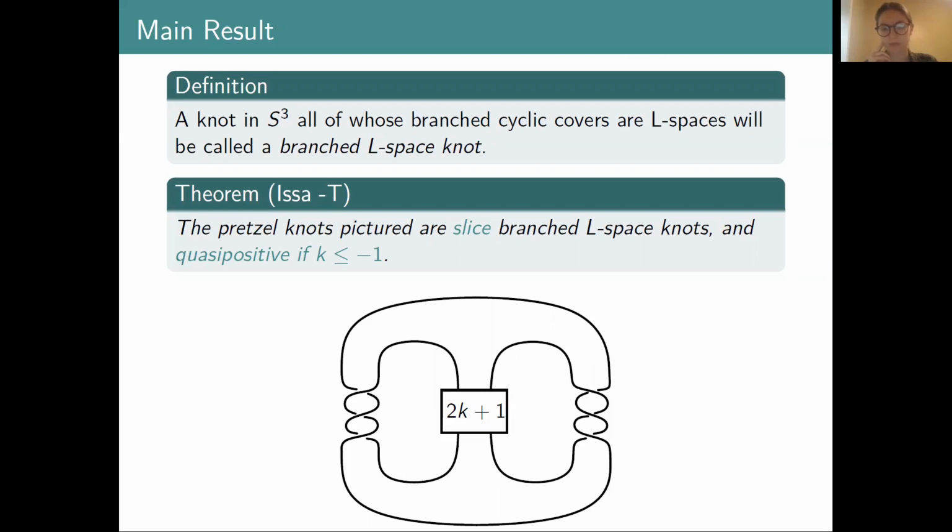We also pointed out in part one that they're slice and some of them are quasi-positive, and this answered a question of Boileau, Boyer, and Gordon, but I'm not going to show that they're slice or that they're quasi-positive in this talk.